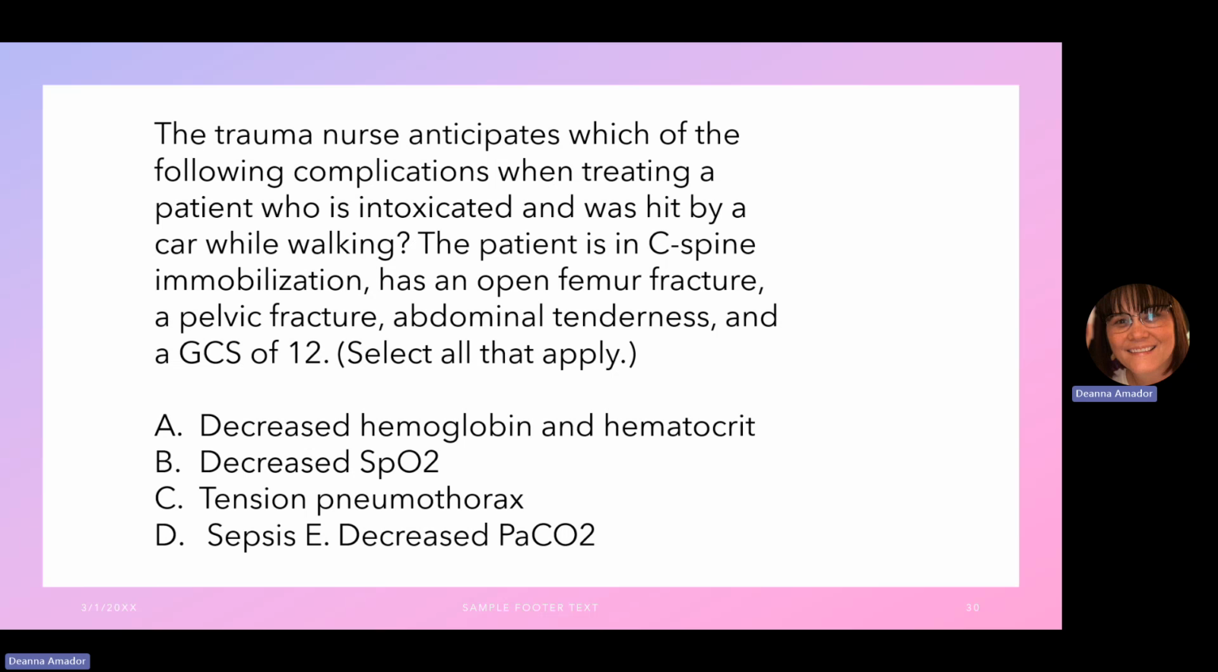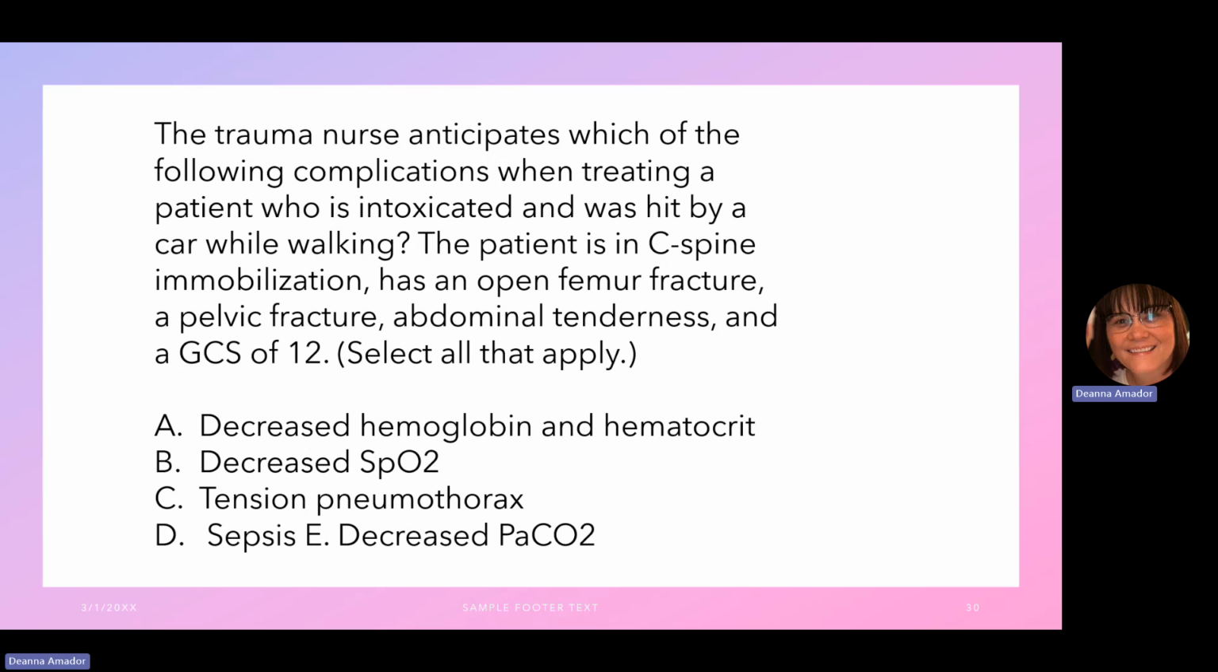And here we see an open femur fracture and pelvic fracture. So A makes 1,000,000,000% sense. Then it says decreased SpO2. It goes on to say, so it's A, B, and D. So A, because of the femur fracture and pelvic fracture. And then it says abdominal tenderness indicates potential liver or spleen injury, which further increases the risk for bleeding.